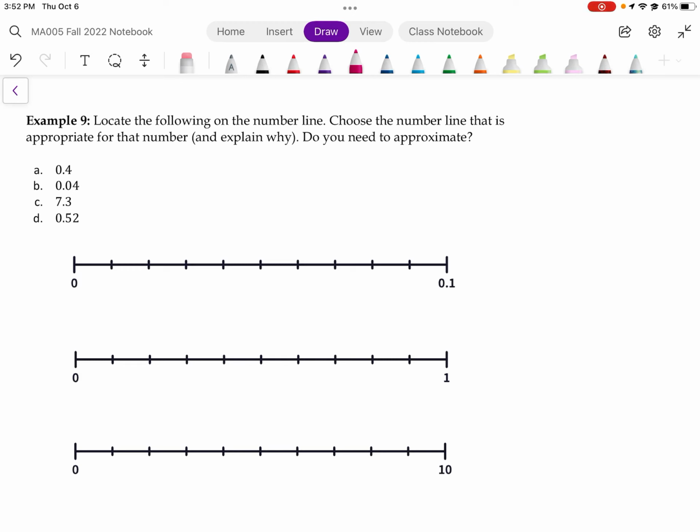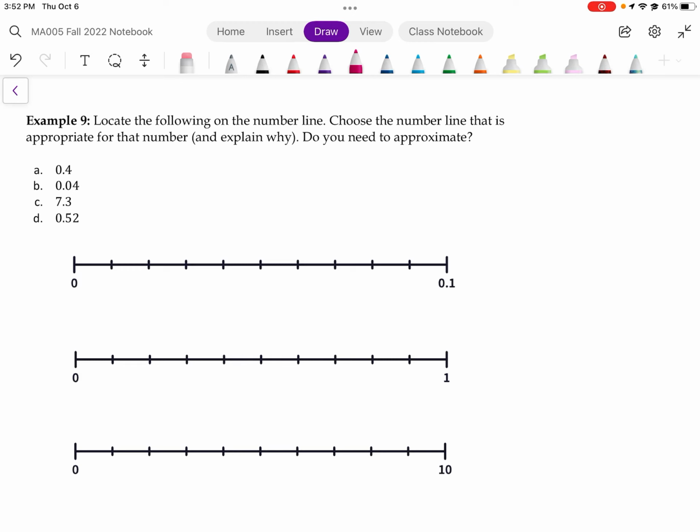All right, so the first number is 0.4. So which one should we use? Should we use the one that goes from 0 to 0.1, from 0 to 1, or from 0 to 10? Which one would make more sense? So if I said the first one, well, 0.4 would be over there somewhere because this goes only up to 0.1. This one, this next one, so let's talk about first actually, let's talk about what each division is.